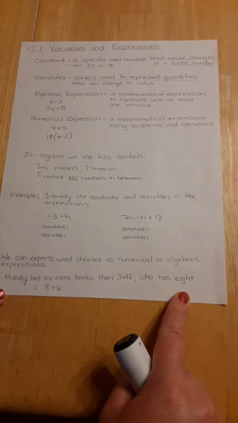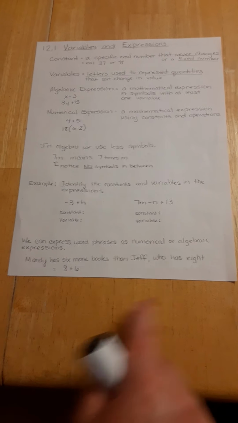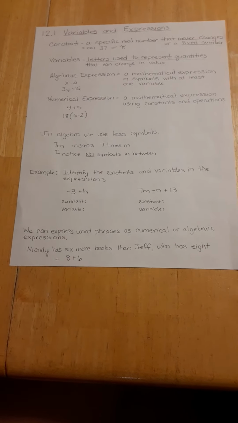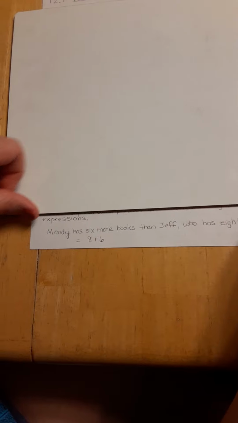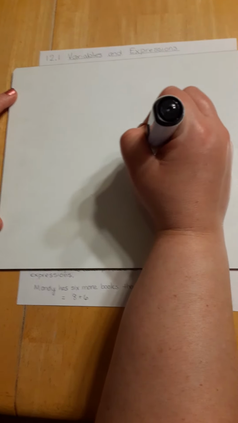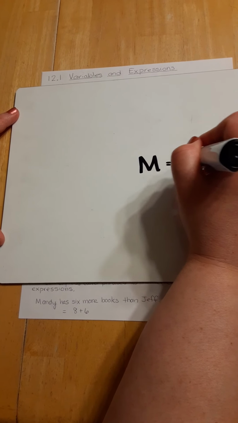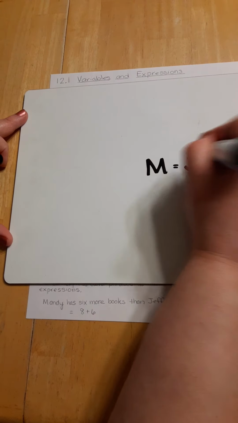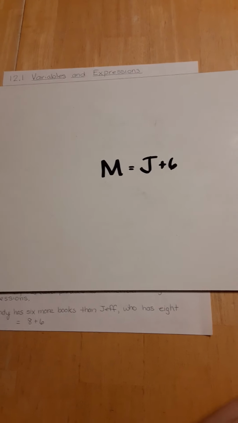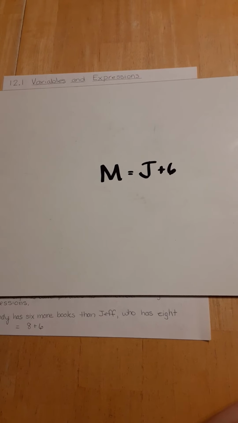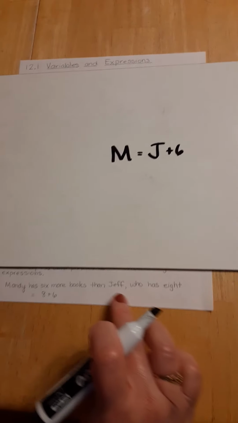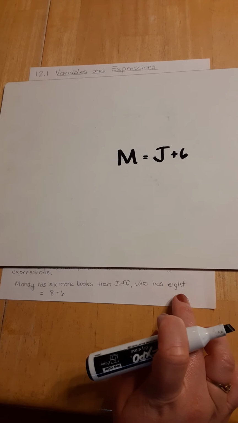Okay? Now, some people in their thought process would think this through and look at the problem and say, okay, Mandy has 6 more books than Jeff. So plus 6 more than Jeff. Okay, that's a good start. It gets us thinking about what we're talking about. Then at the very end, it says more than Jeff, who has 8.